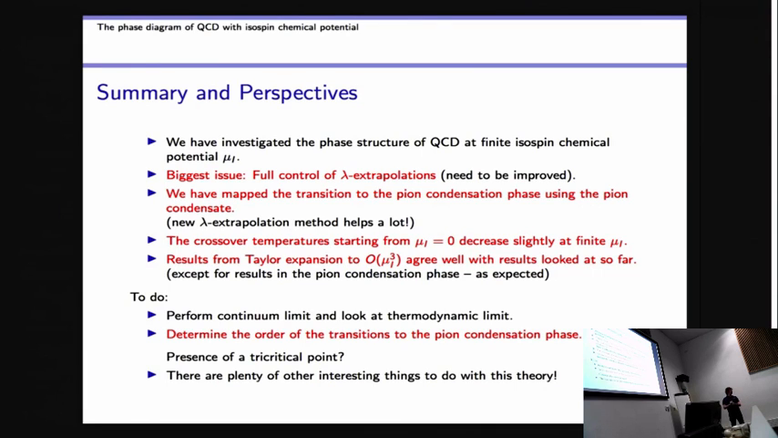There are really a lot of things to do here. We are just starting to look at QCD at finite isospin chemical potential. And so in particular, we want to perform a continuum limit. We also want to determine the order of the transition, as already said. And there are plenty of other interesting things you can look at. And this is what we're planning to do in the future. So stay tuned for new results on that.